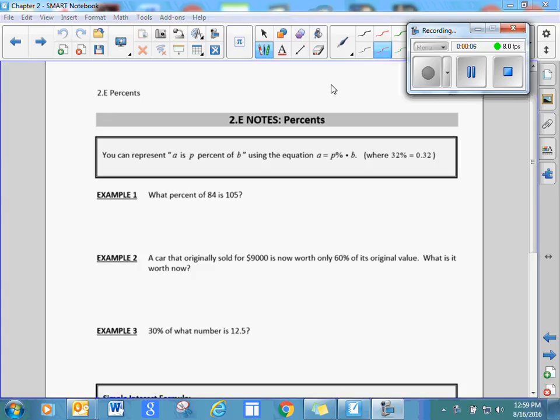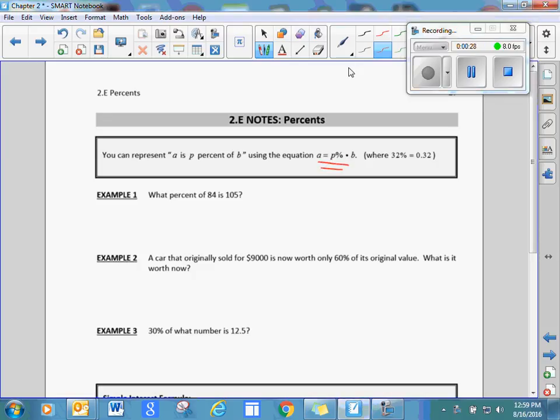Section 2.E, percents. We did percents in 7th grade. I know you've probably done them in 5th and 6th grade, but this may look a little bit different. Last year we learned to use both the proportion method and the percent equation method when solving percents. In the upper school, you're going to use only the percent equation method that looks like this.